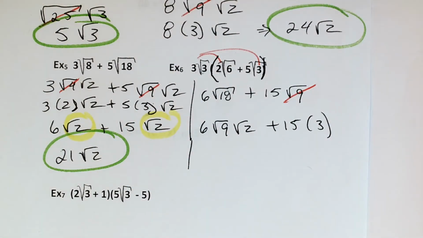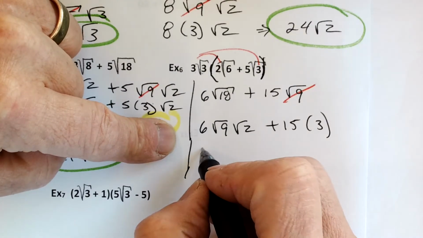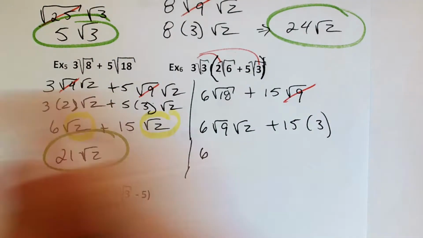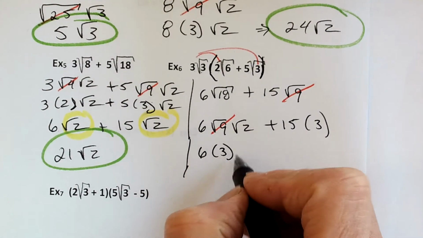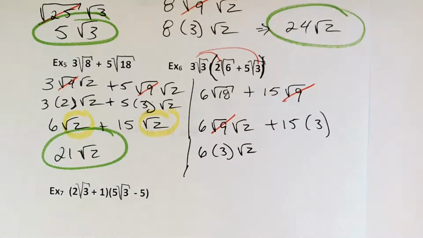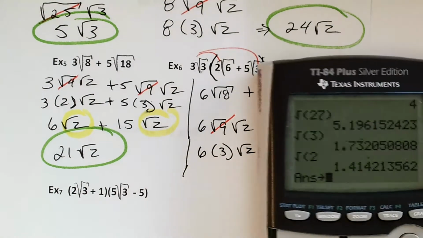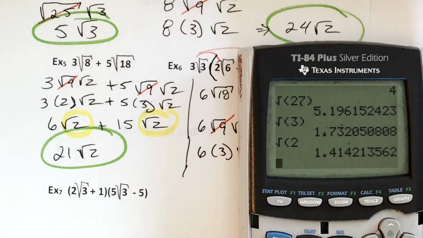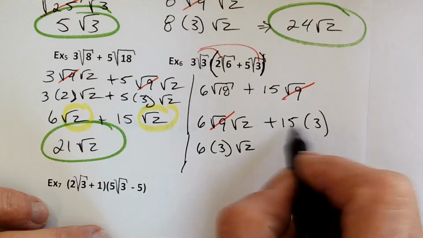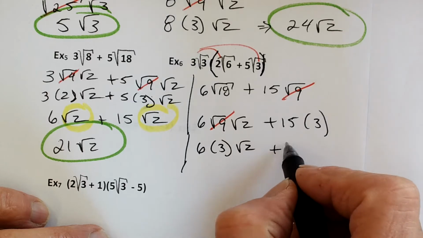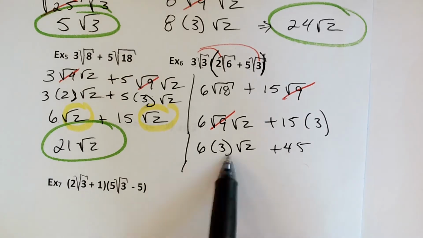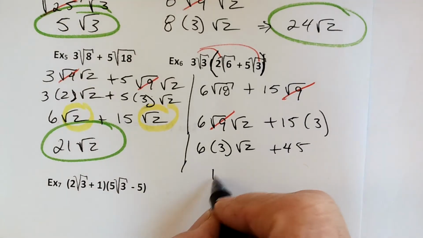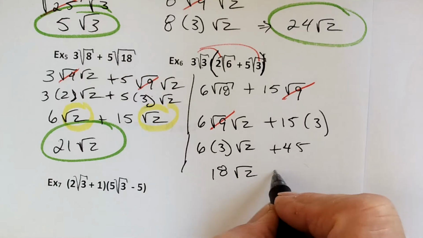All right, I'm getting there. So now I'm going to go 6, and the square root of 9 is 3, square root of 2. And I'm just going to leave the square root of 2 as square root of 2 because square root of 2 is a really ugly number, right? There it is. Leave it. And then this is just 15 times 3, those are both whole numbers, so that's 45. Whole numbers, I can put them together. 6 times 3 is 18 square root of 2 plus 45.